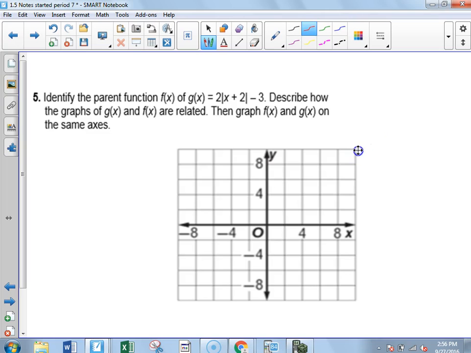Okay, help me out here. Parent function is just an absolute value graph like this. Okay, there's our parent function. What 3 things need to happen?